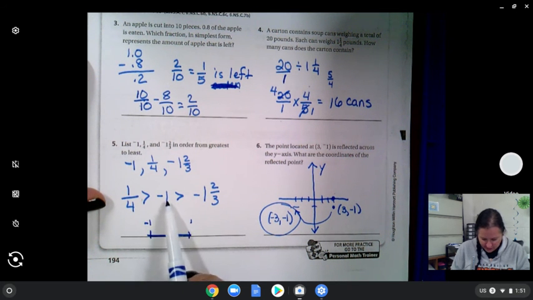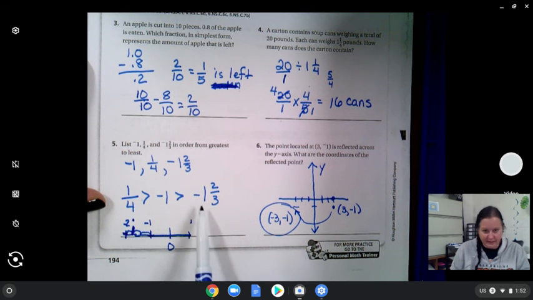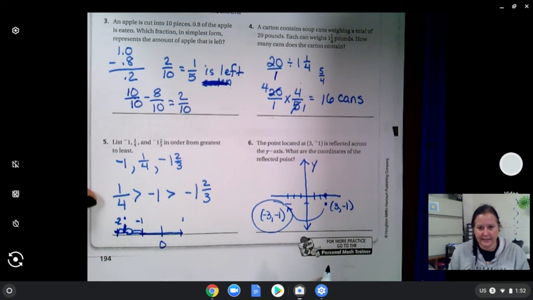So I have a -1 and I have a -1 2/3. So remember, -1 and then a -1 2/3 is almost all the way to the -2. 2/3, we cut this into 3 pieces. It would be right here. So the smallest is the -1 2/3. That should be how you would put those in order from greatest to least.